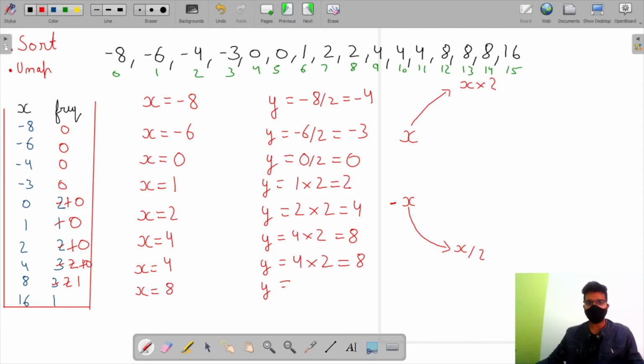Our y will be equal to 8 into 2, that is 16. Perfect. So now we check whether 16 exists in the map. Yes, it exists. Its frequency is greater than 0. That's completely fine, so we are going to use it. So we are going to reduce its frequency. Here also we are going to reduce its frequency to 0.